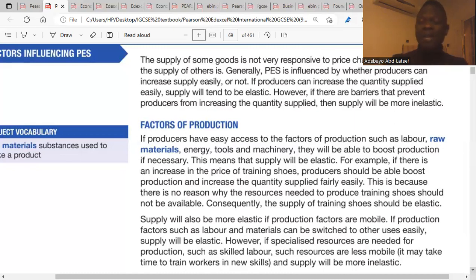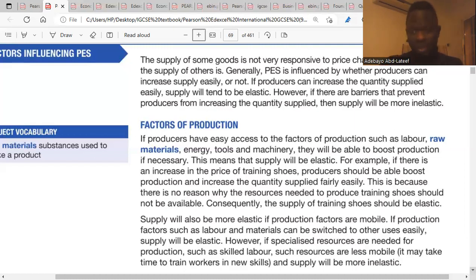If they have availability of labor, capital, and raw materials, they will be able to produce more as a result of a change in price. So if they have access to those factors of production, the PES will be elastic. Do you get the point here? If firms and producers have access to the factors of production, the price elasticity of supply for such products will be elastic. But if they cannot have access to factors of production, the price elasticity of supply for that product will be inelastic.